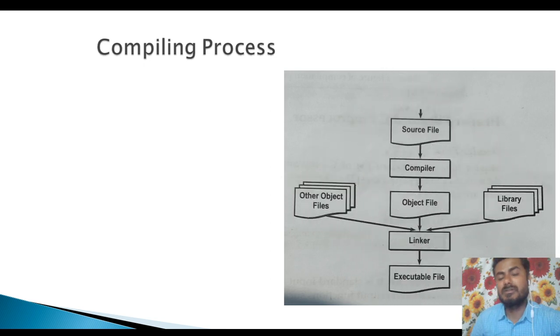Let me try to make you understand this compiling process through a figure. Here we can see the source file. This source file is the file which is written by the user. We write the actual program, and then we give the file name followed by .c. Let me tell you, .c is the extension of a file.